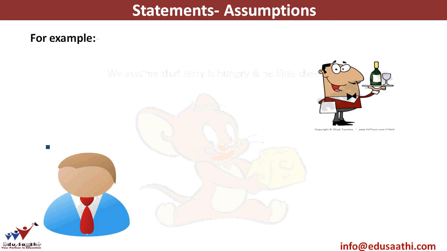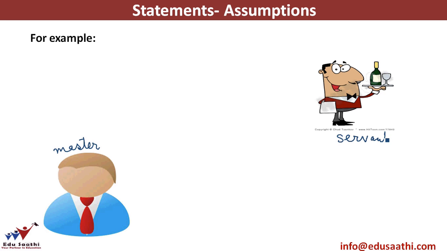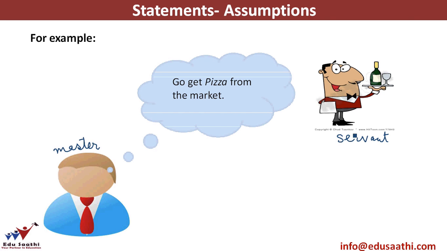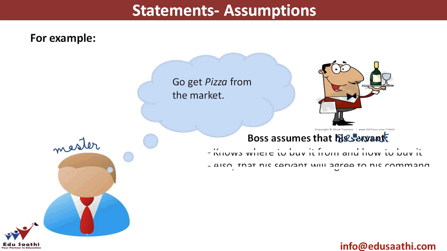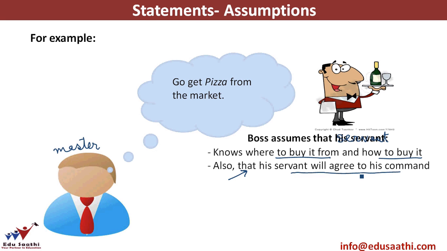There's a master and there's a servant. The master says to his servant, go get a pizza from the market. Okay, so the master is ordering the servant to get a pizza from the market. So the boss is actually assuming that the servant knows where to buy it from, how to buy it. Also, very important thing, he's assuming that the servant will agree to his command.